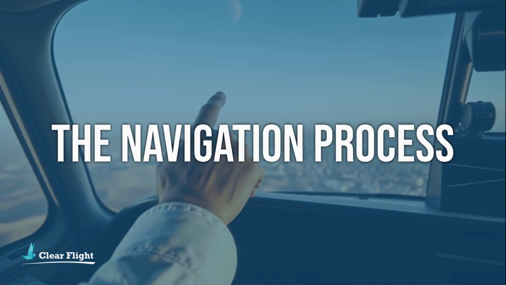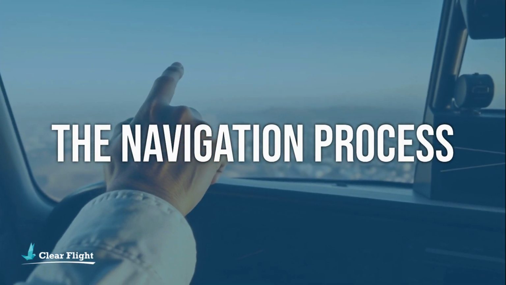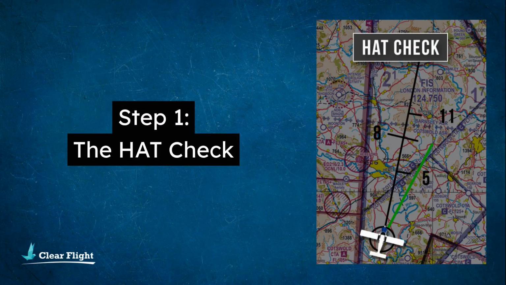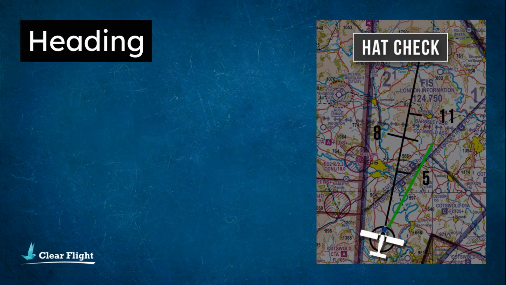Now let's look at the 5 steps of the navigation process. Step 1 is the hat check. At each turning point, carry out a hat check. If your starting point is your departure aerodrome, you can conduct the hat check before takeoff as part of your departure briefing. Heading. Check your pre-planned heading, set your heading bug and course pointer.